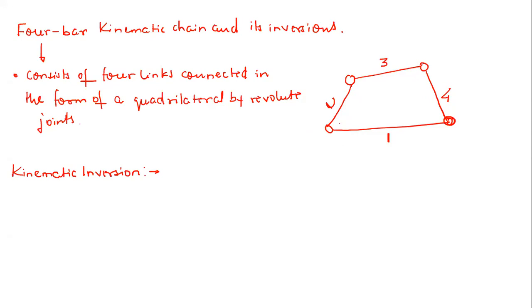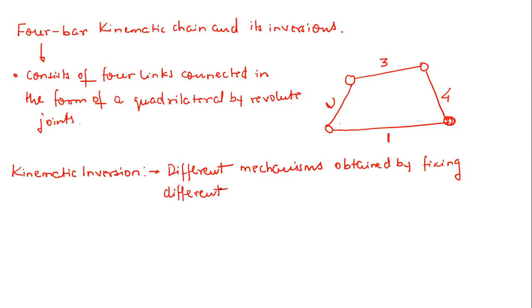So what is kinematic inversion? From here comes the definition of kinematic inversion. Kinematic inversion is simply different mechanisms obtained by fixing different links of a kinematic chain. Very important. Such mechanisms which are obtained by fixing the different links of a kinematic chain are called inversions.